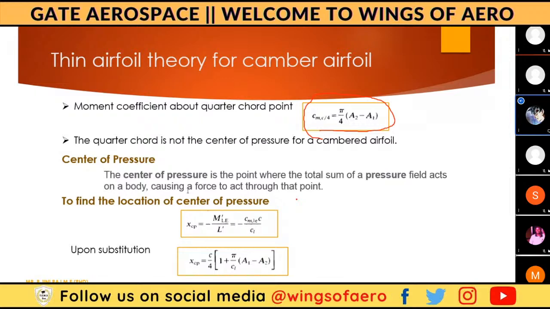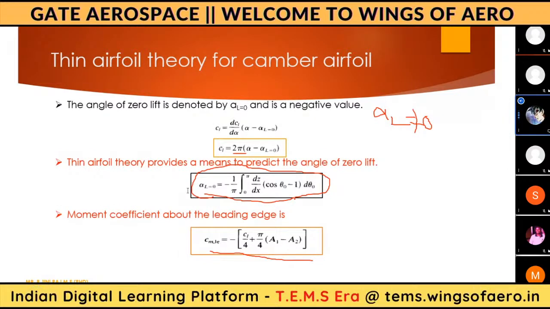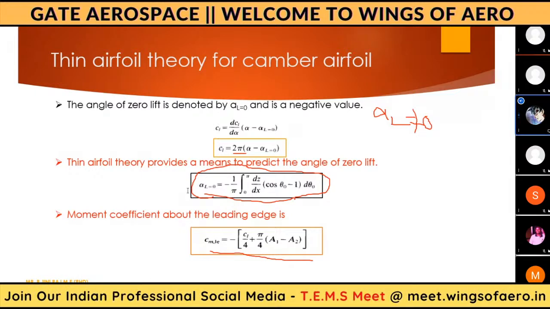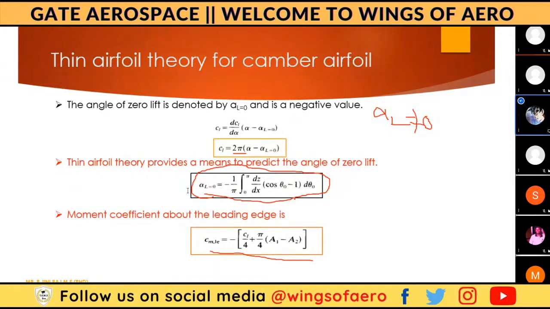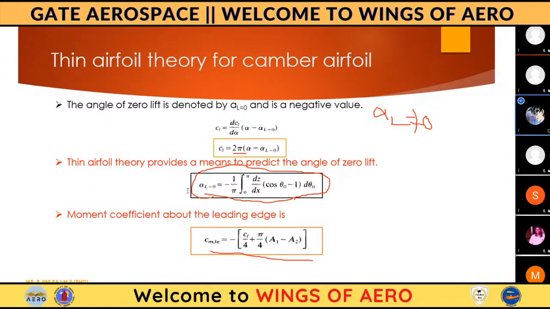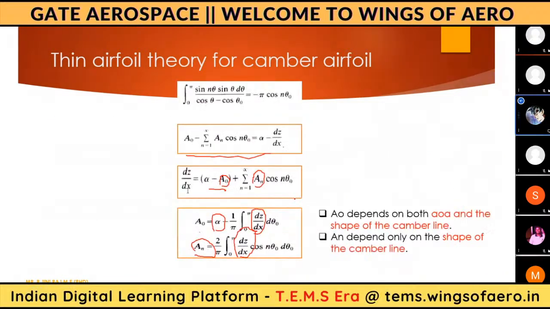Okay. So we have seen the moment equation, the Cm leading edge formula. The formula is minus Cl by 4 plus pi by 4 into A1 minus A2. Sir, may I know what is the value of that A1 and A2? I forgot. Actually, there is an expression for this A1 and A2. Those two constants we need to find. I will just note it down, please.